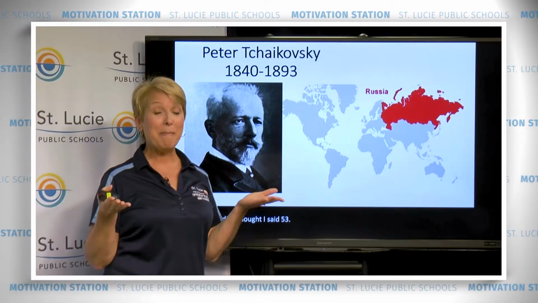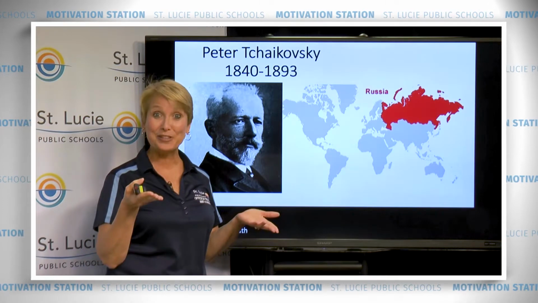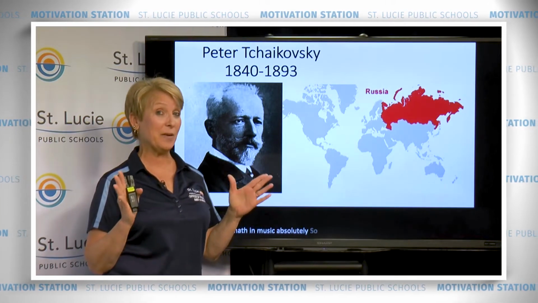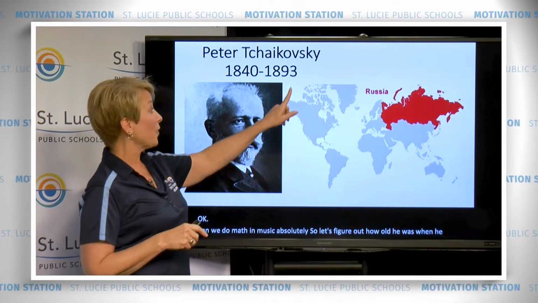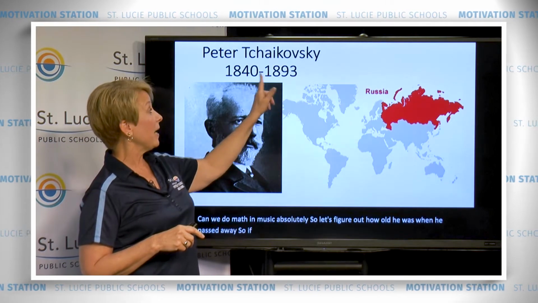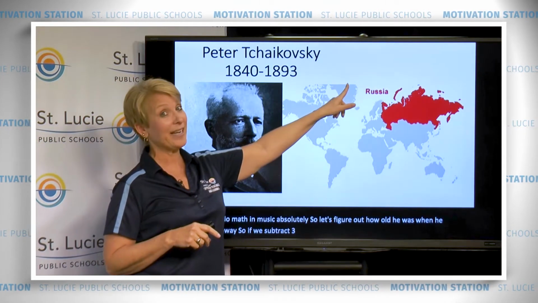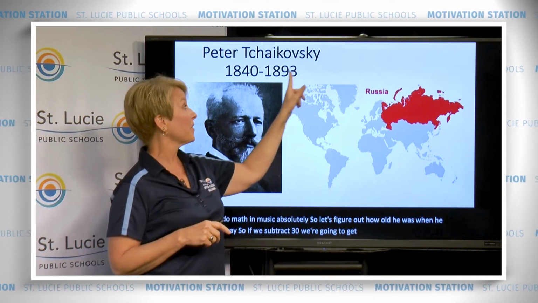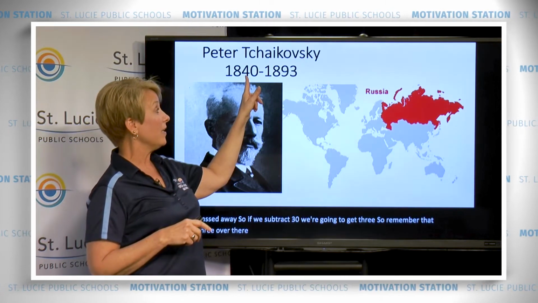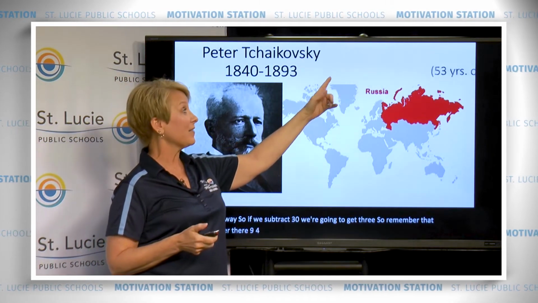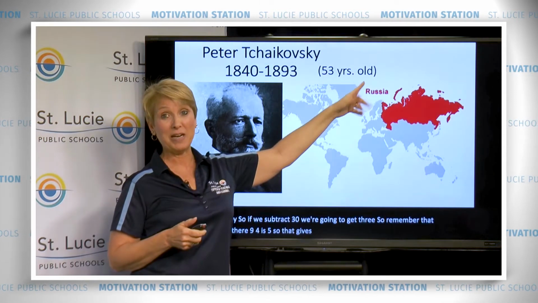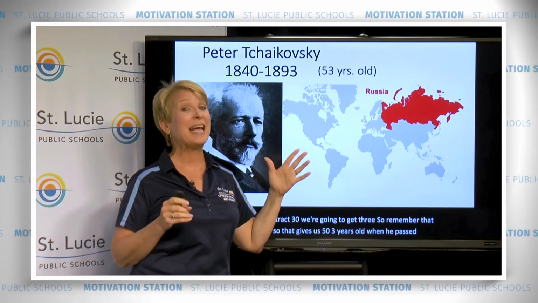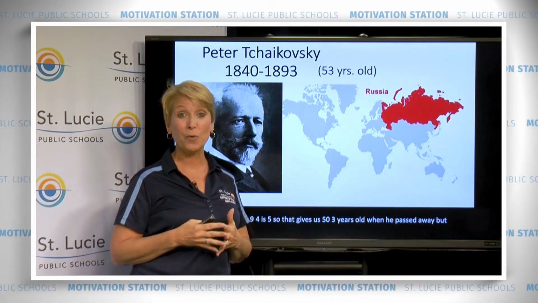So can we do math in music? Absolutely. So let's figure out how old he was when he passed away. So if we subtract 3 minus 0, we're going to get 3. So remember that 3 over there. 9 minus 4 is 5. So that gives us 53 years old when he passed away. But he made an amazing impact on the world of music.